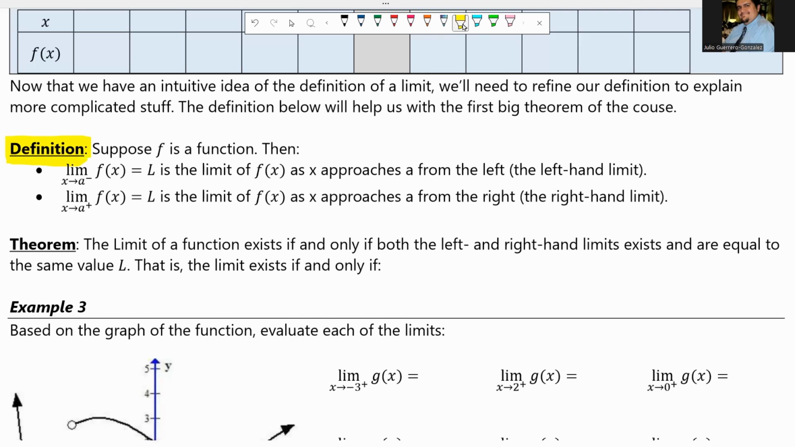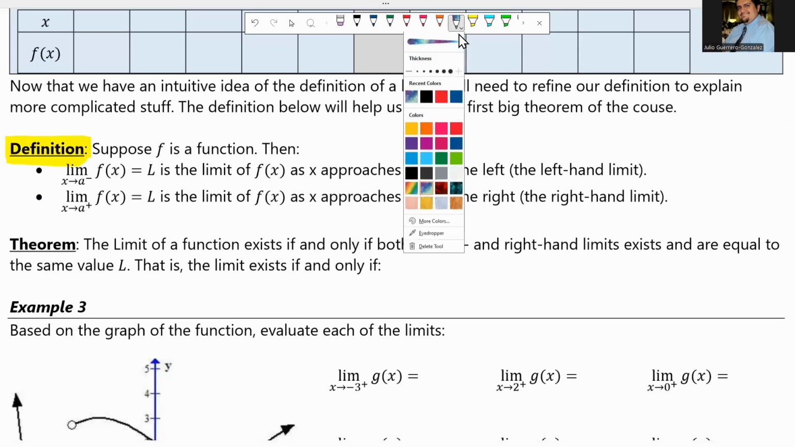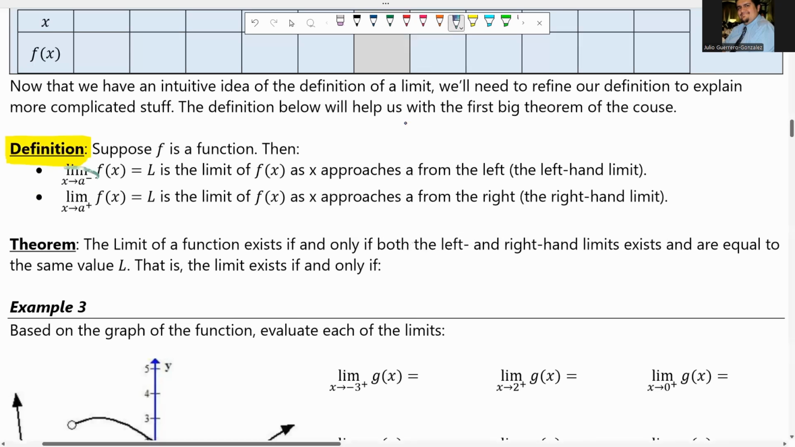Notice, I'm going to use my space pen. Let me tone it down. You see that right there? I'm going to keep circling it. Remember when we did x arrow a negative? We had already defined that as us approaching x equal a from the negative side.